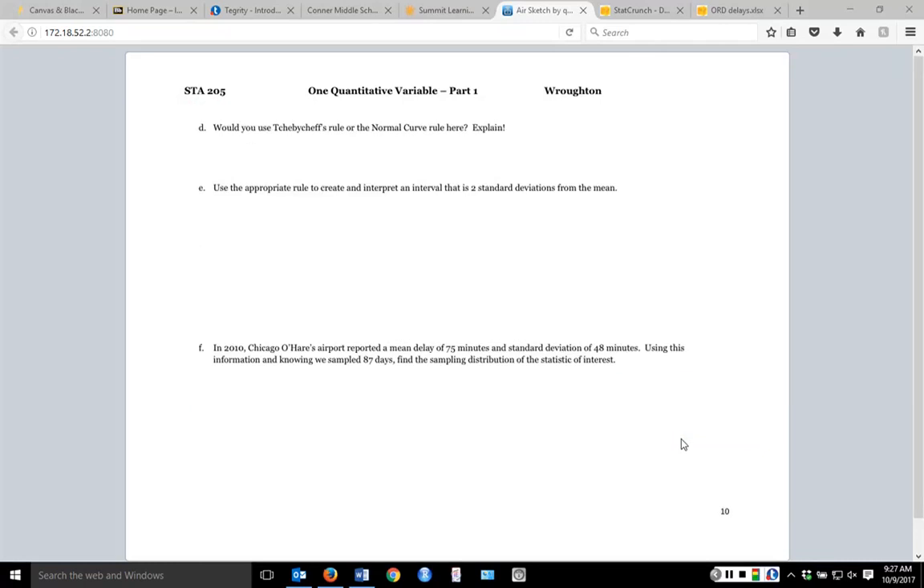Next, we're asked if we would use Chebyshev's rule or normal curve rule here. Remember, in order to use the normal curve rule, we need our data to be symmetric and unimodal. That's definitely not true here, so we would use Chebyshev's rule. We are very skewed, right? So we can use Chebyshev's rule only.